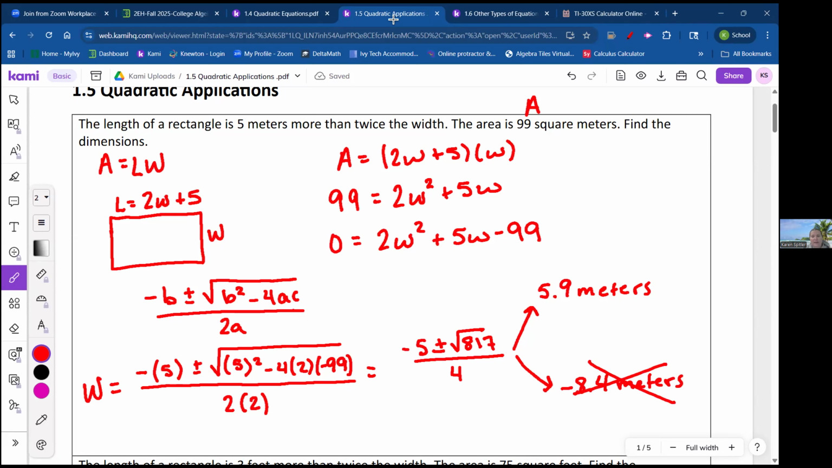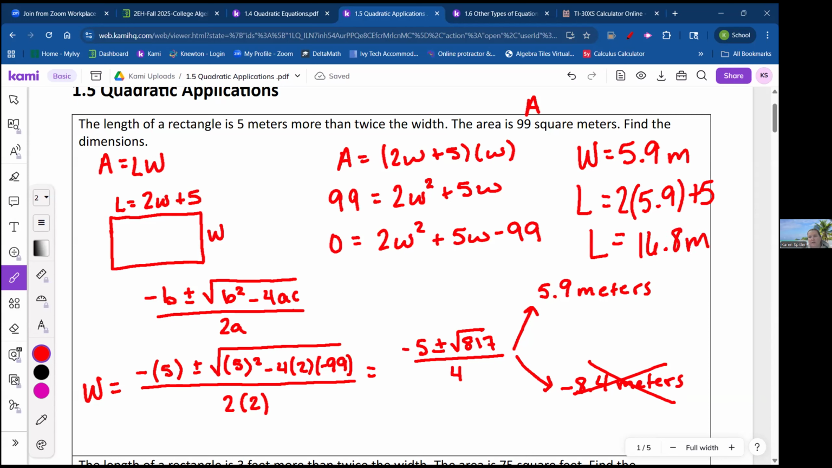So the only thing that makes sense is that my width is 5.9 meters and my length is 2 times 5.9 plus 5, and my length is 16.8 meters. So there you go.